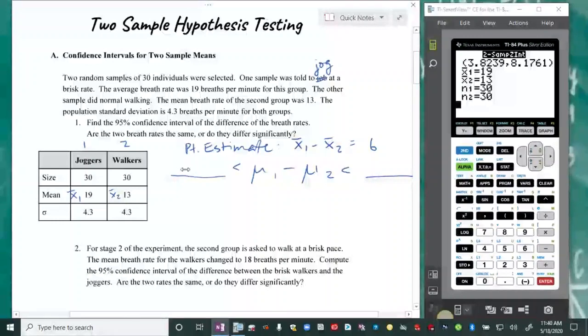So I've got 3.8239. I'm going to call that 3.83. And on the other side, 8.176. So that would be about 8.18. So I'm expecting their difference to be between 3.83 and 8.18. If I were to put this along a number line, 3.83 would be about here, and then we can put 8.18 here.